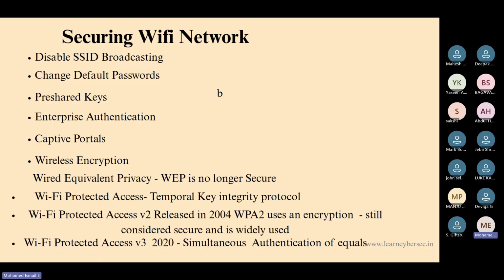Then we have WPA version 3, released in 2020, which uses Simultaneous Authentication of Equals. Okay, so that is more secure. So WPA2 and 3 are more secure. From an exam standpoint, you just need to remember: WPA2 and WPA3 are secure. WEP and WPA version 1 are no longer secure.